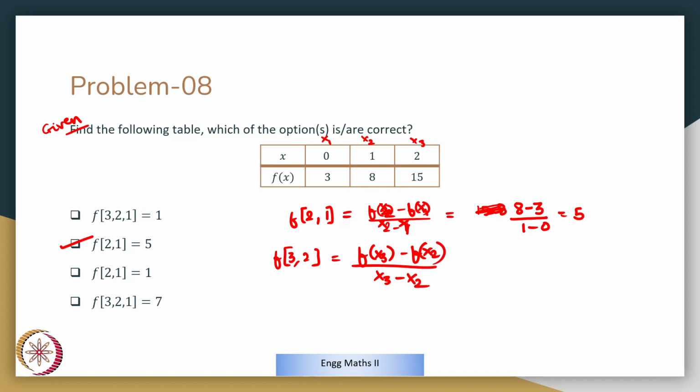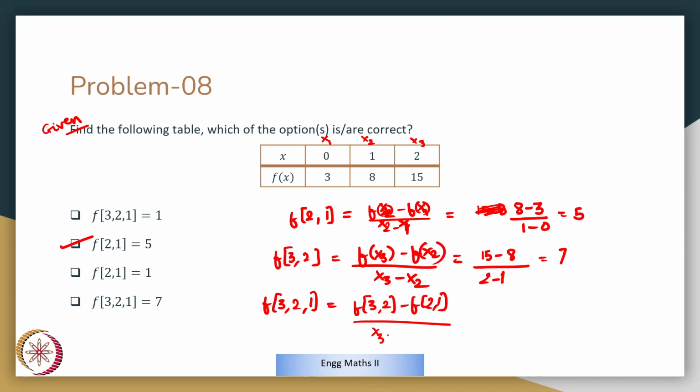Which, if you plug in the values, turns out to be 15 minus 8 upon 2 minus 1. So this is 7, and now if you take the divided difference between these, it's nothing but f[x2, x3] minus f[x1, x2] upon x3 minus x1. So this is 7 minus 5 upon 2 minus 0. So 2 by 2, which equals 1. So option A.